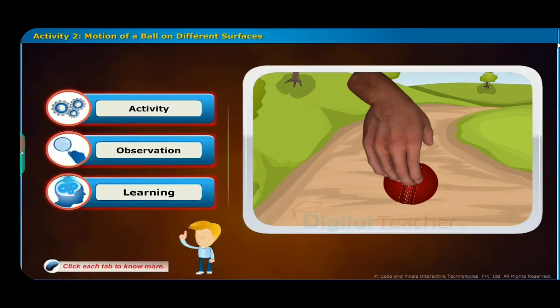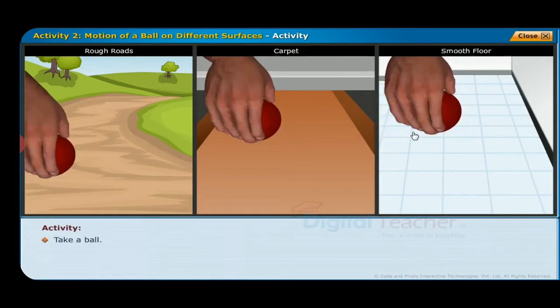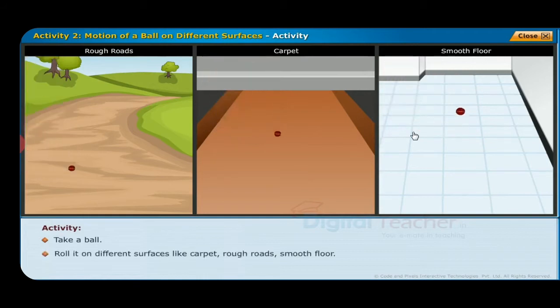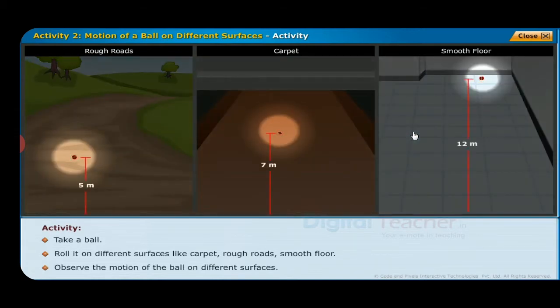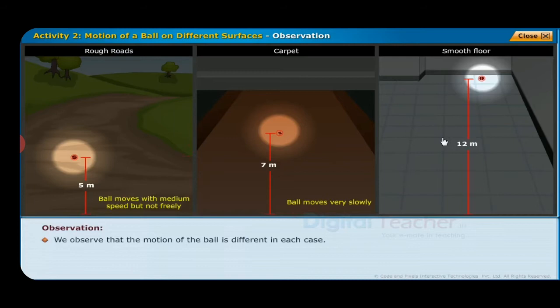Click each tab to know more. Take a ball. Roll it on different surfaces like carpet, rough roads, smooth floor. Observe the motion of the ball on different surfaces. We observe that the motion of the ball is different in each case.